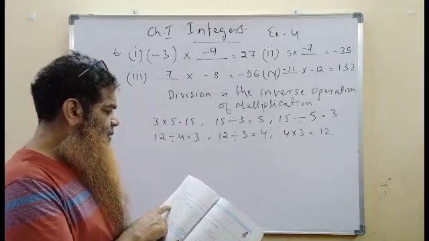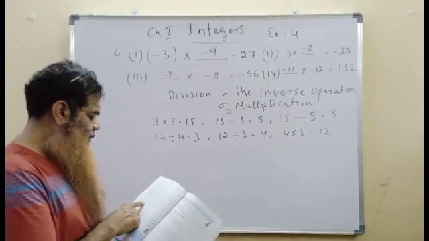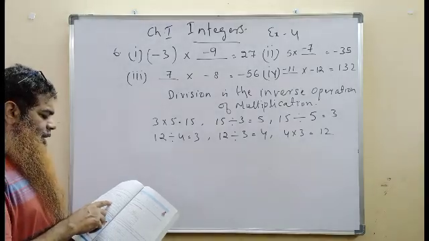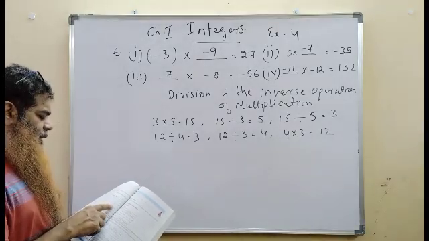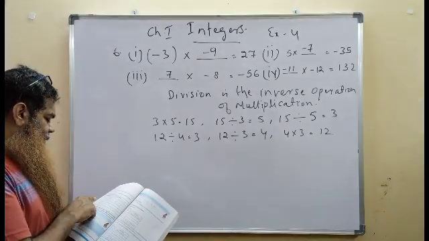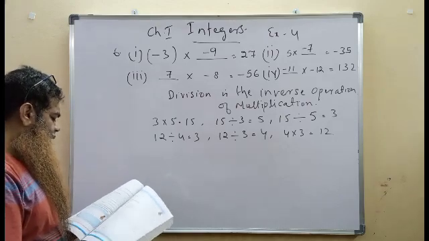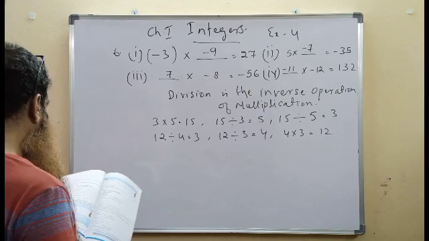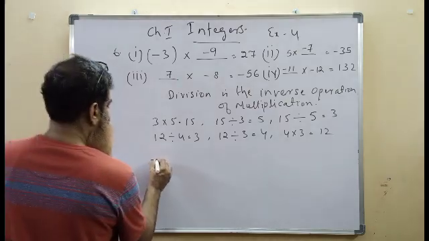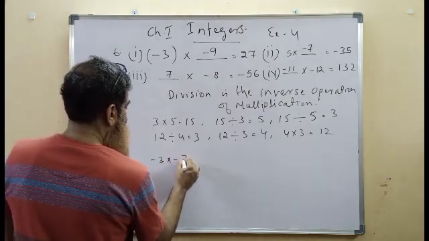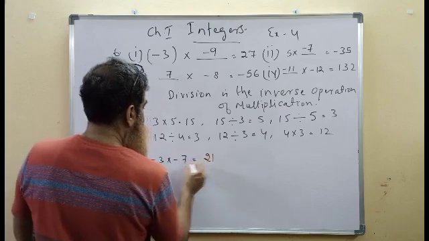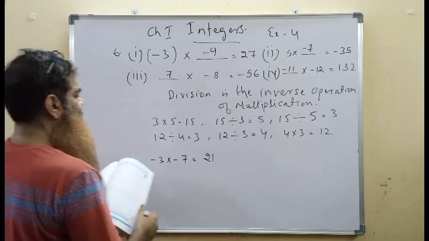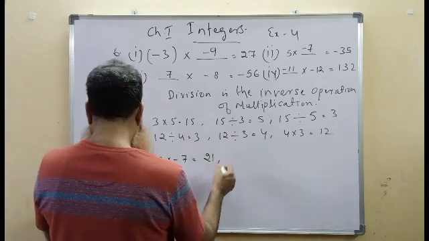Minus 8 multiplied by minus 9 is equal to 72. 72 divided by minus 8 is equal to minus 9. 72 divided by minus 9 is equal to minus 8. Now the fourth line, where we need to fill the results. Minus 3 into minus 7 is equal to 21, because there are two negative integers multiplied. The resultant will be a positive integer.